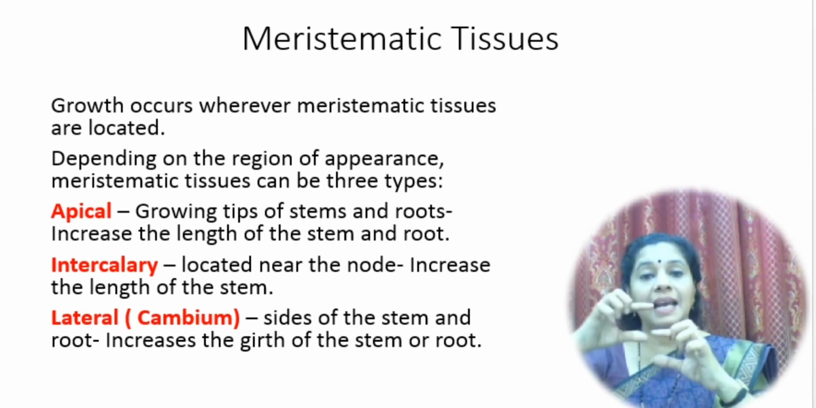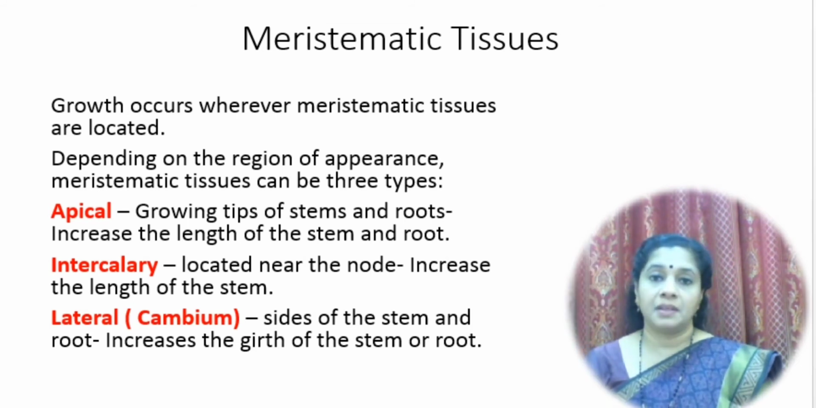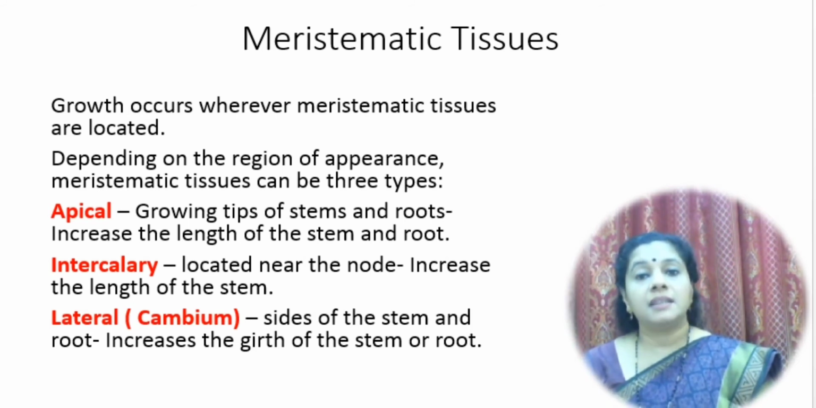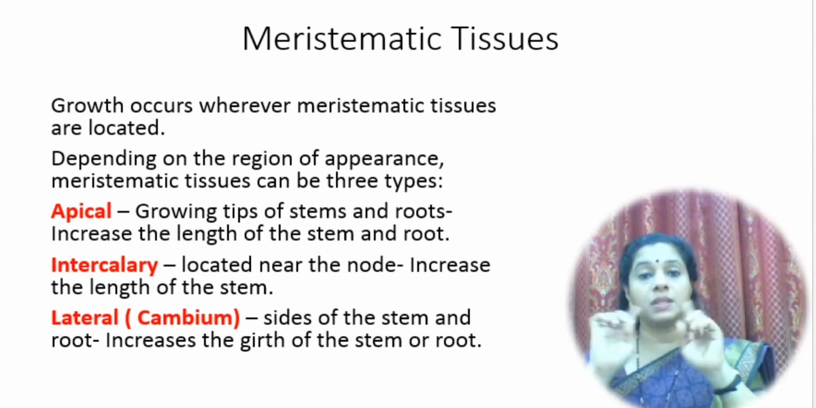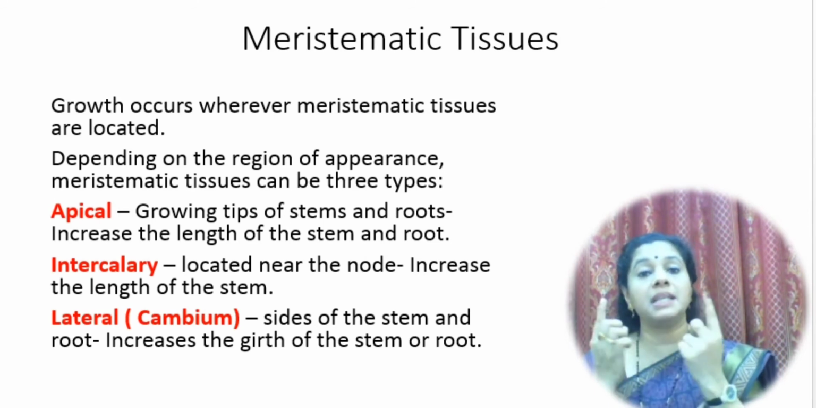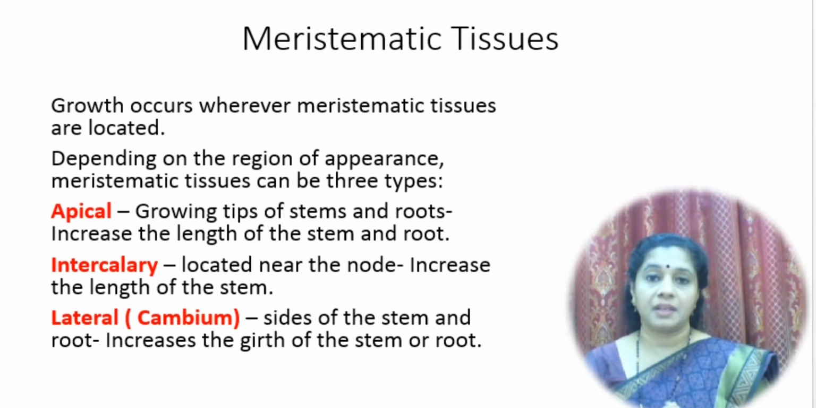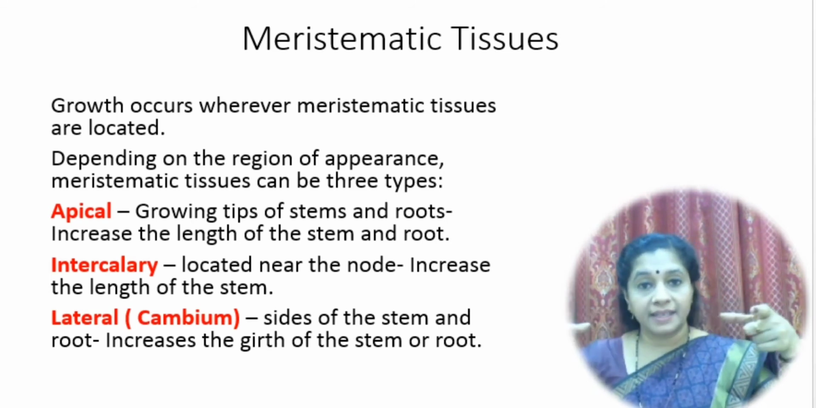So ultimately they are adding to the length of the stem, or we can say that the stem elongation happens, or the growth is happening height wise. The third type of meristem is called a lateral meristem or cambium. Lateral meristem is seen to the side of the plant. Lateral, the word meaning is side or periphery. So when they are dividing, it is sidewise.